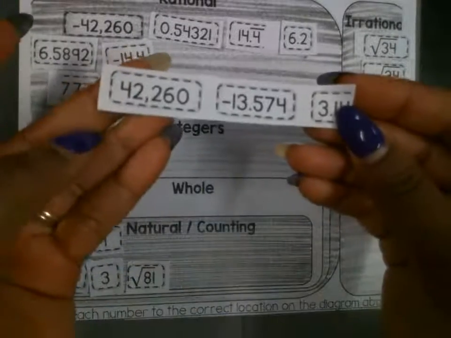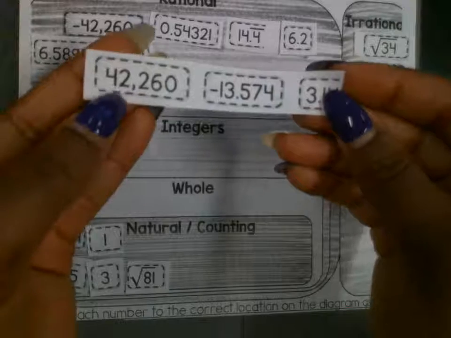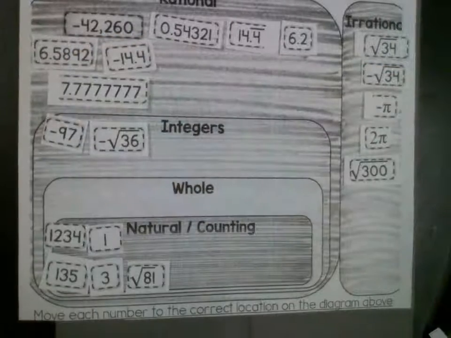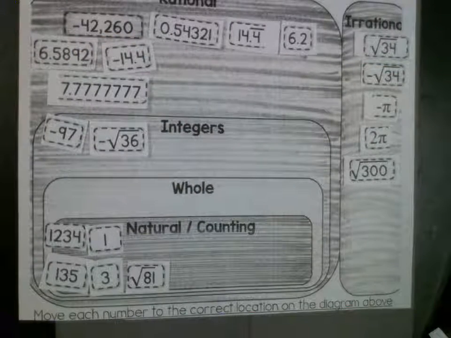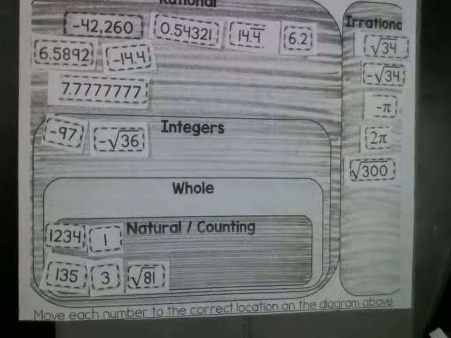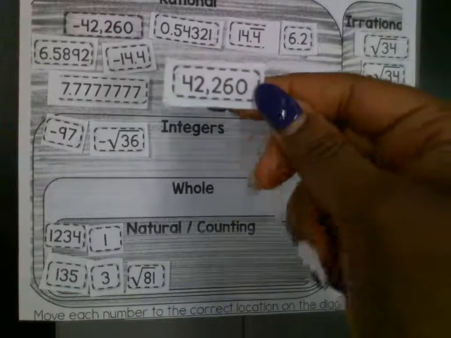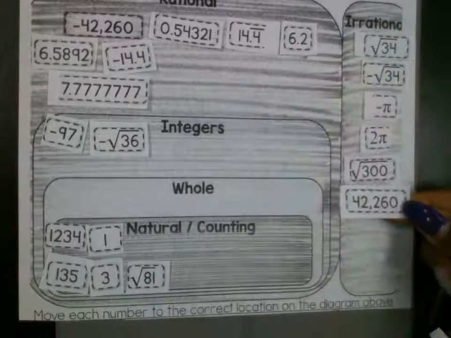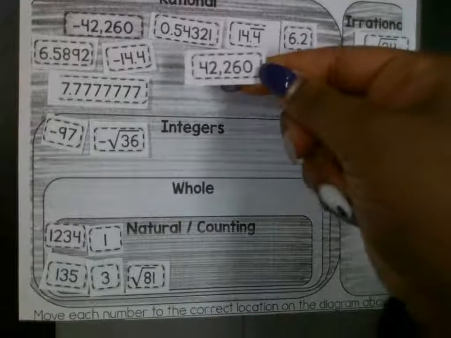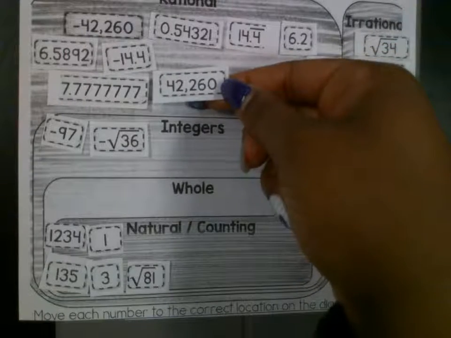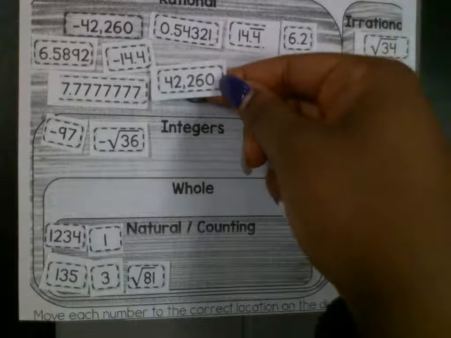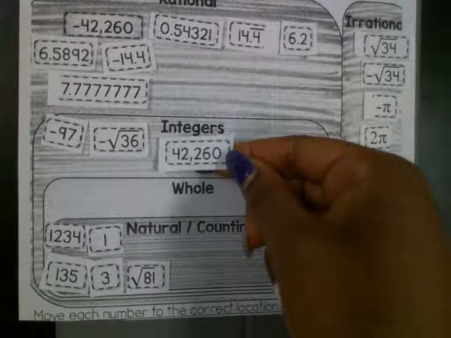The next number is 42,260. Is this number rational or is it irrational? Rational. It is rational. Okay, you can write this as a fraction. It's a big fraction, but you can write it as a fraction. Is it an integer? Yes.